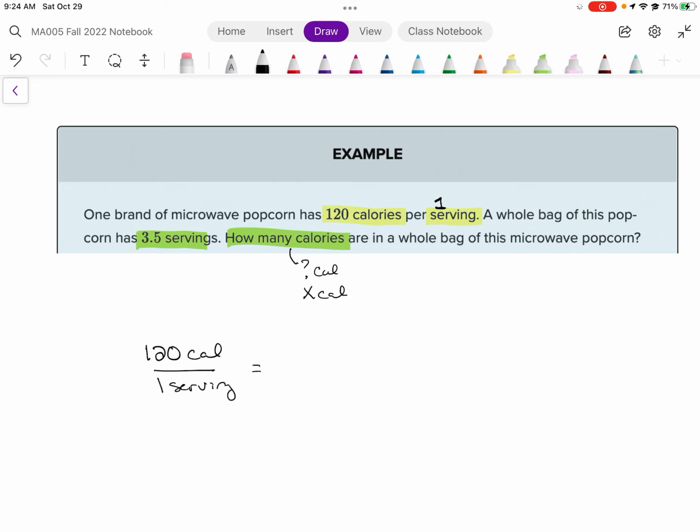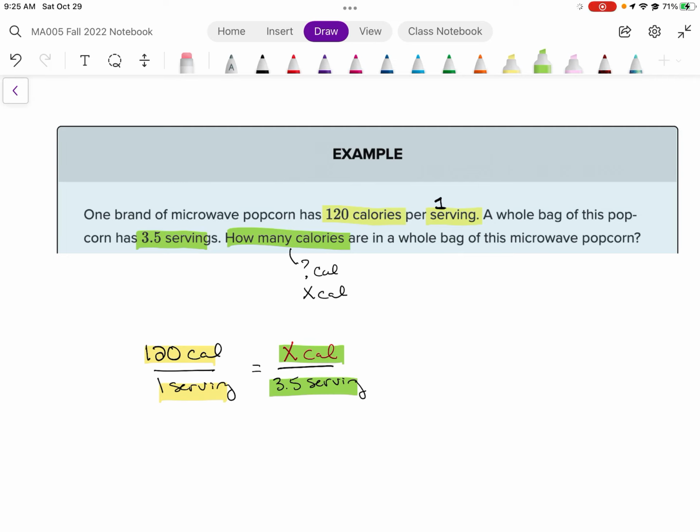Now we've got to take the green one. So that's the yellow, right? I just did that, the yellow side. Now the right side is going to be green. So 3.5 servings. Where should that go? Top or bottom? Hopefully you see servings is on the bottom, so we need to stay consistent. Right? And then X calories goes on top. All right, so we've got X calories per 3.5 servings.